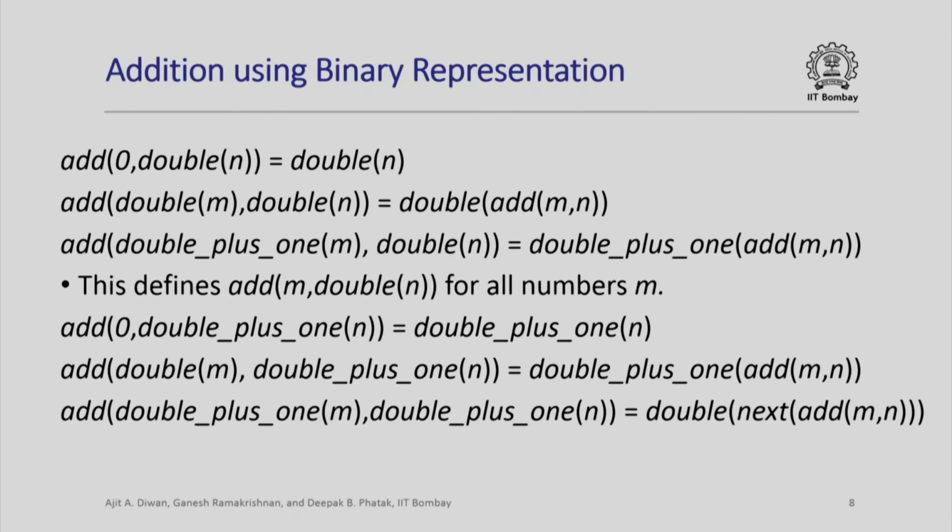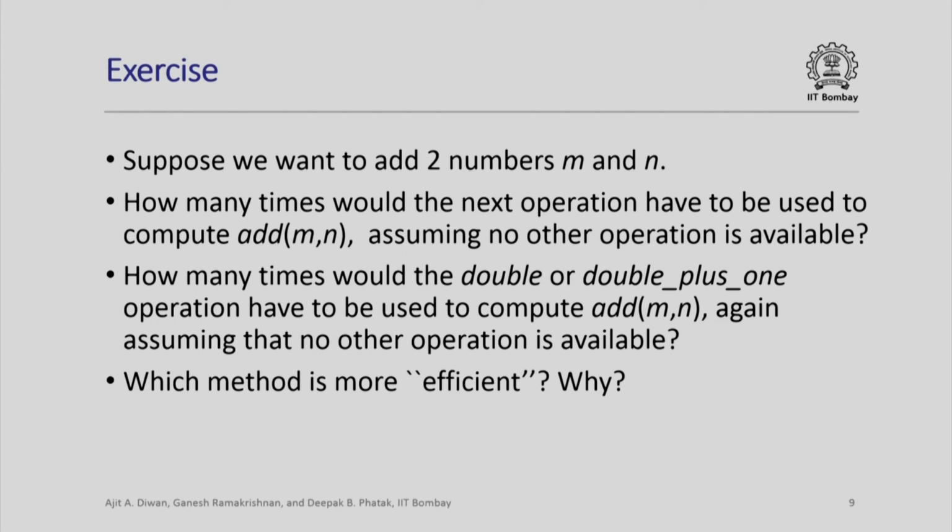So here's an exercise for you to think over. Suppose we want to add two numbers m and n. How many times would the next operation have to be used to compute add m n if we are allowed only the next operation? So remember, we had given a definition of add m n in terms of the next operation. So you just try to apply that definition and see how many times you need to evaluate the next operation to get the final answer, add m n.